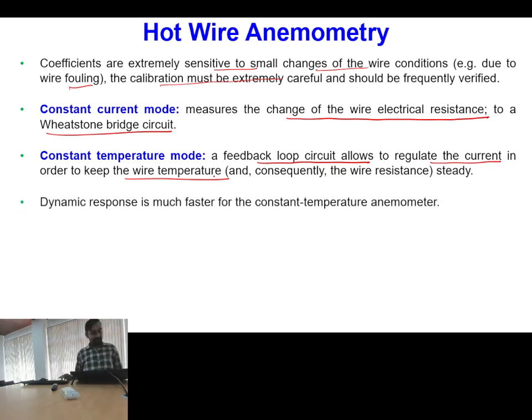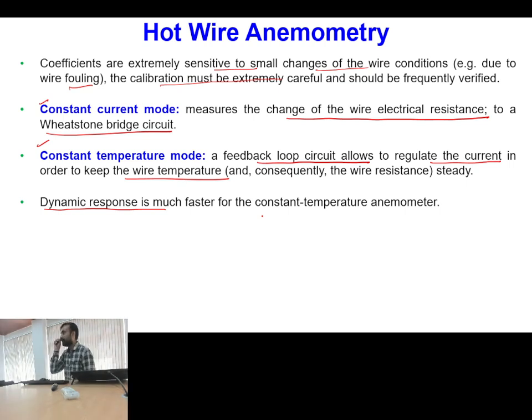Then, out of these two modes, as per your understanding, for which of these cases should the dynamic response be faster? Dynamic response means the response of the signal with time, say if your flow structure is turbulent. In turbulent flow, there will be random and fast variations, fluctuations, in the velocity field. So which of the two can be used for measurement of these fluctuations? Of course constant temperature, but can you tell me why?